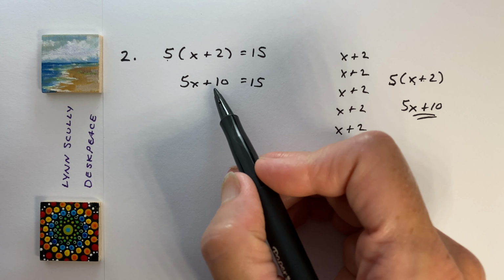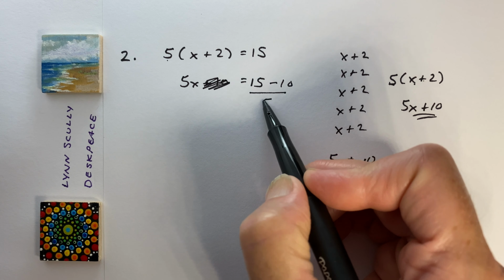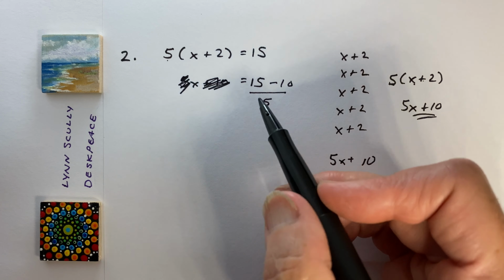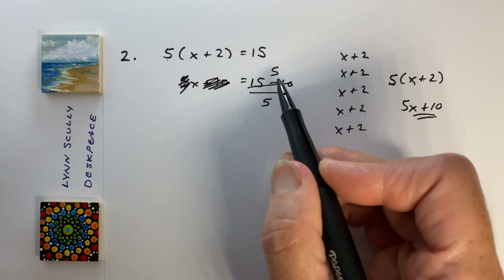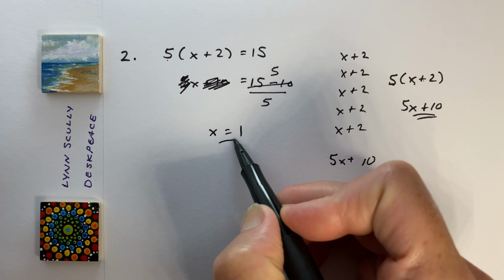Now I still want to get the x alone. 5 is attached by multiplication, move it by division to the other side of the equal sign. And I have 15 minus 10 is 5. 5 divided by 5 is 1.